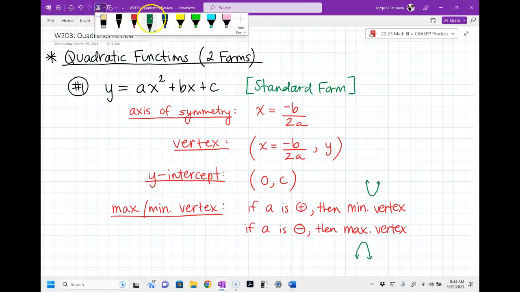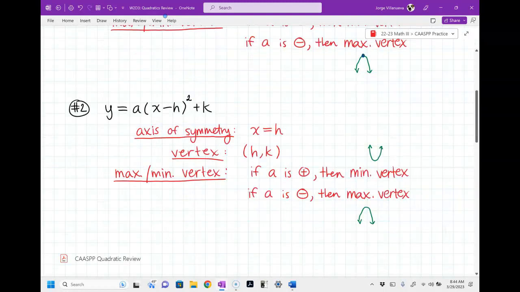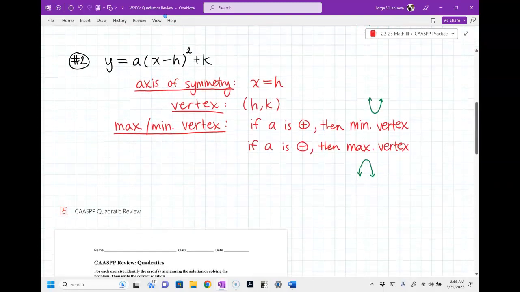Like on these graphs right here, you can see a low point or a high point. So if they're asking for max and mins, you have to look at your a term. If a is positive, it's a minimum vertex. If a is negative, it's a maximum vertex. So it all depends on a. Now, aside from that, if you came in late, you'll have to copy this stuff a little later because I'm going through it quickly. I don't want to make the video 30 minutes.